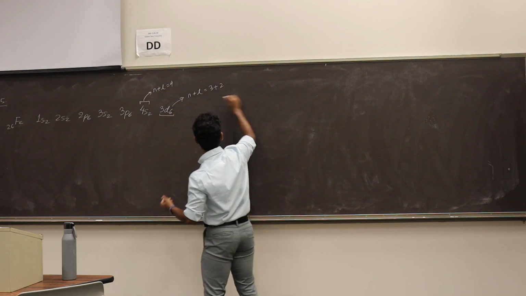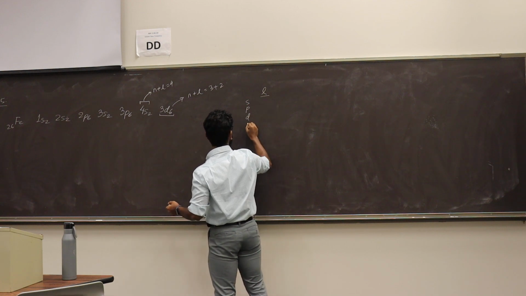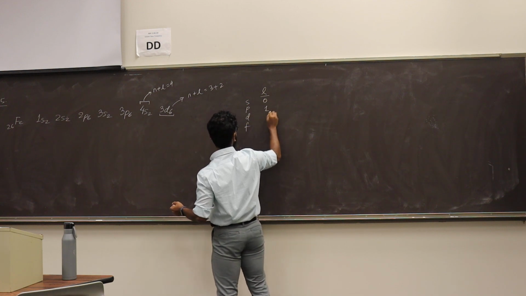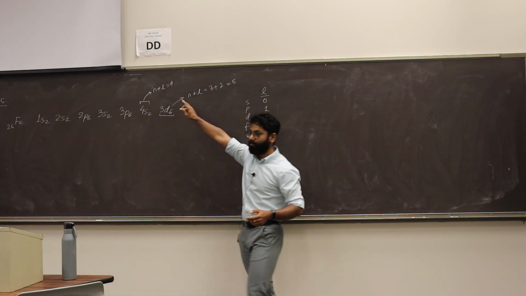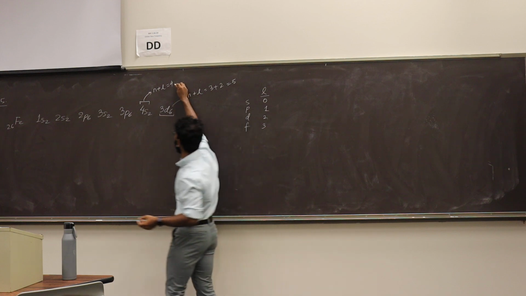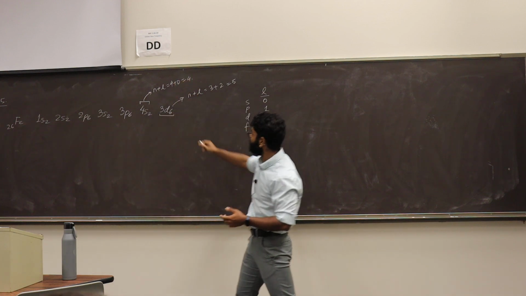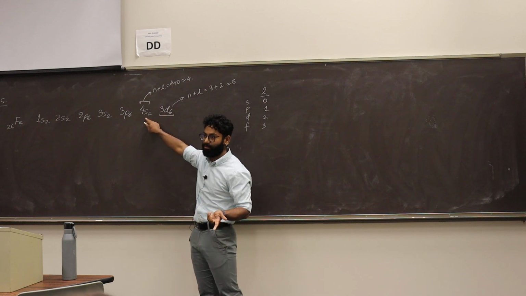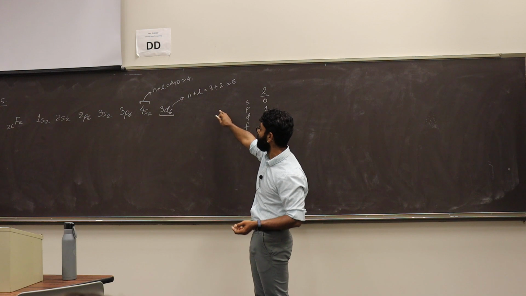So D, what's the L for D? 0, 1, 2, 3, 2, right? So this is 5, and then S is 0. 0, and that is why 4s got filled first, because the N plus L is lower for 4s than for 3D.